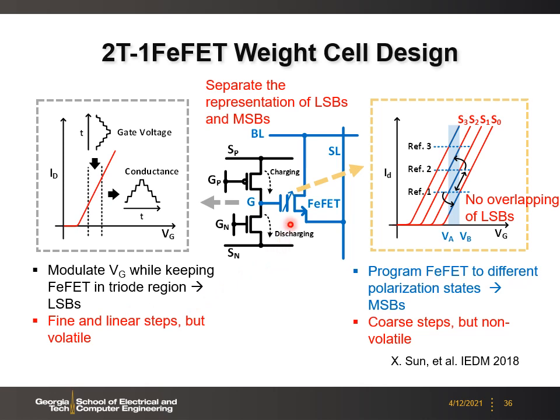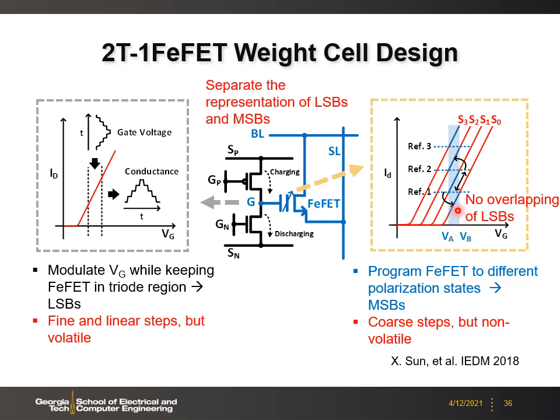But the MSB of the weight needs to be encoded as the different VTH states of the FeFET. Here we show 2 bits MSB. Therefore, we have 4 IV characteristics in this plot with different VTH. The gate voltage is maintained between the VA and VB 2 points.